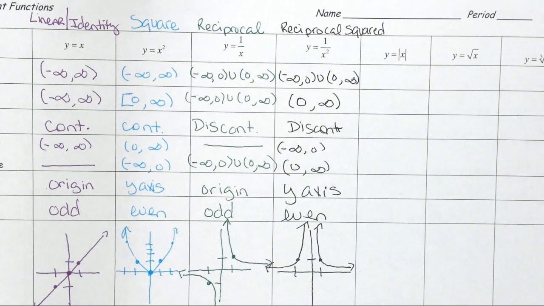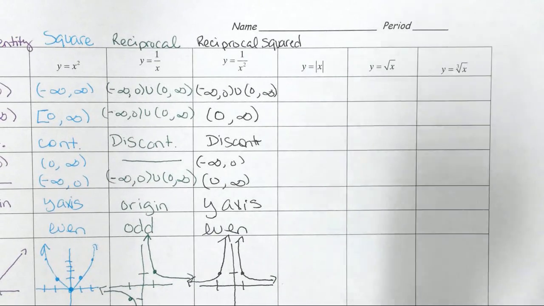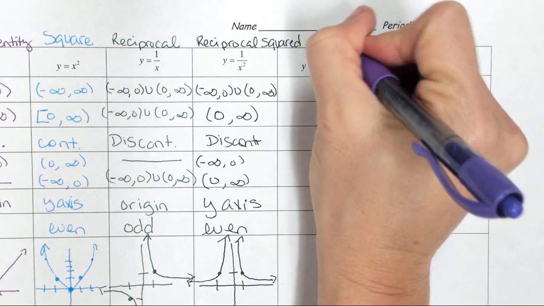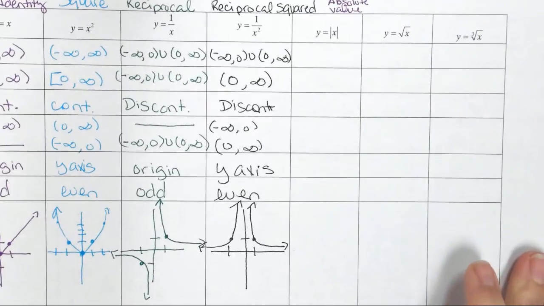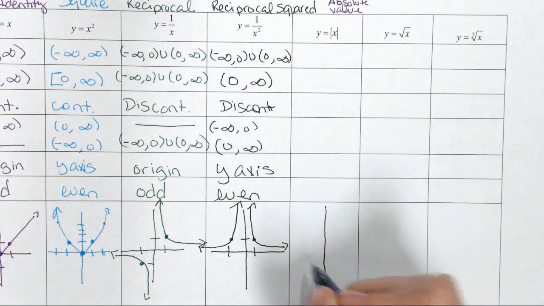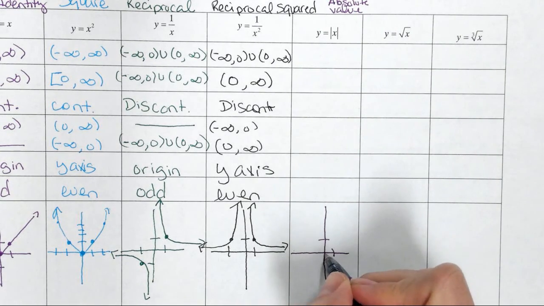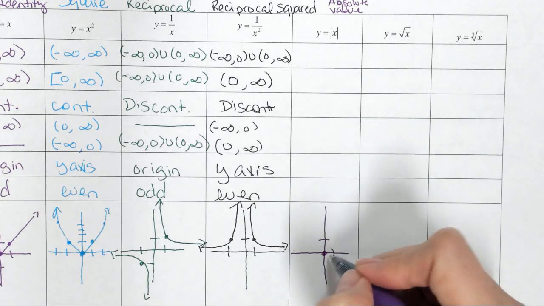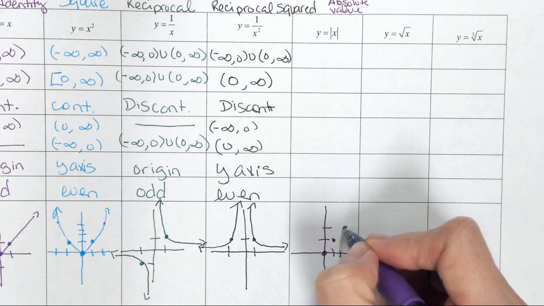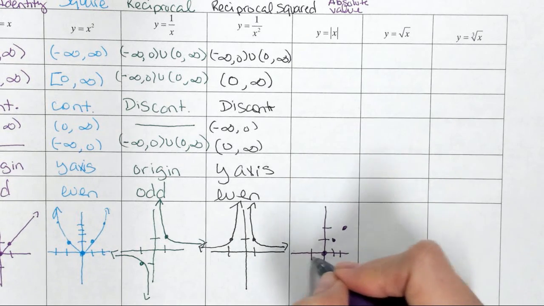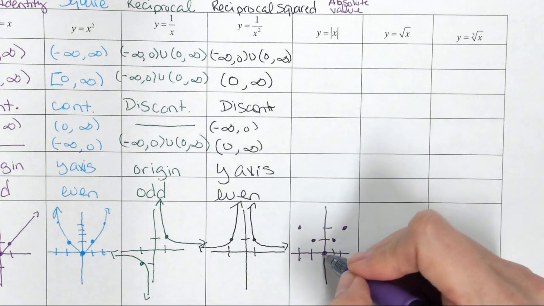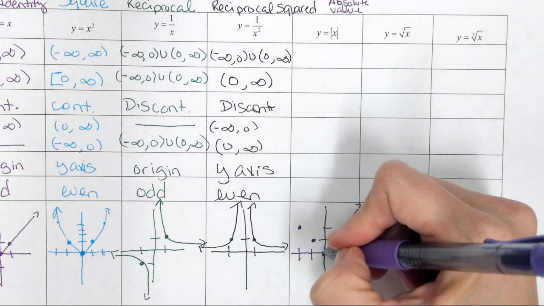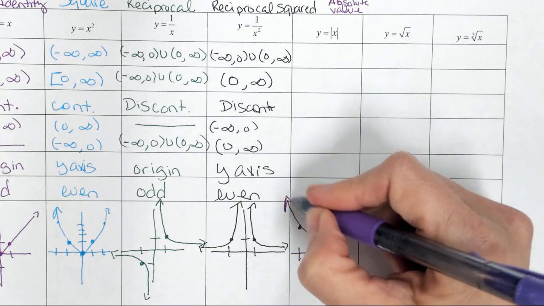Okay. The next function we have is called your absolute value function. An absolute value means how far you are from 0. So when you go graph this, 0 is 0 from 0, 1 is 1 from 0, 2 is 2 from 0, negative 1 is also 1 from 0, and negative 2 also has a distance of 2 from 0. So it looks a lot like a parabola, except it's more V-shaped.